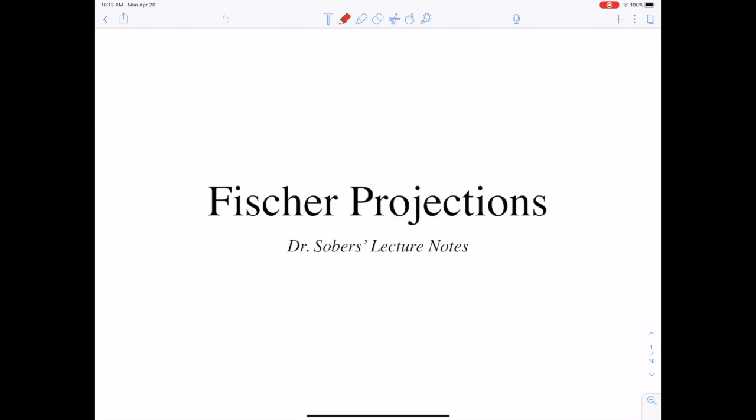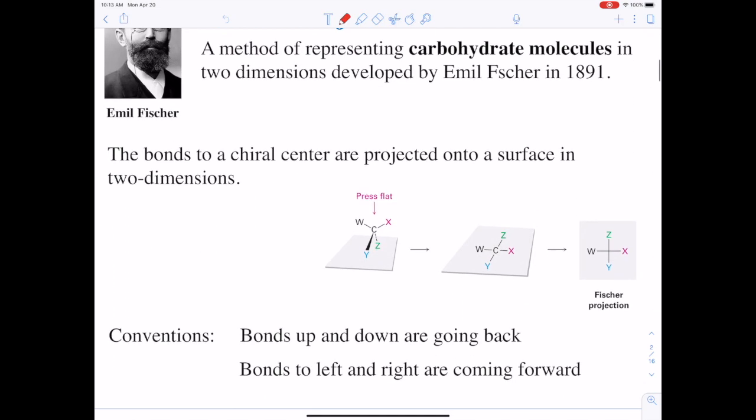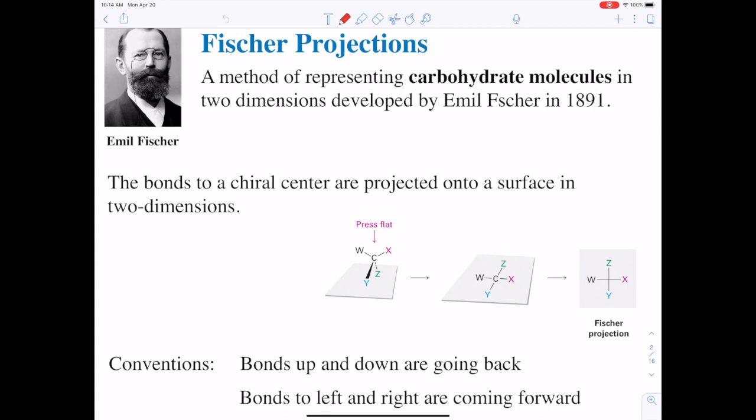Fischer projections are a very useful convention for showing carbohydrate molecules, which tend to have many asymmetric centers, many chiral centers. So, what is a Fischer projection? Well, you take a chiral center, this carbon here is a chiral center, and you project the image two-dimensionally onto a screen. And that is your Fischer projection.